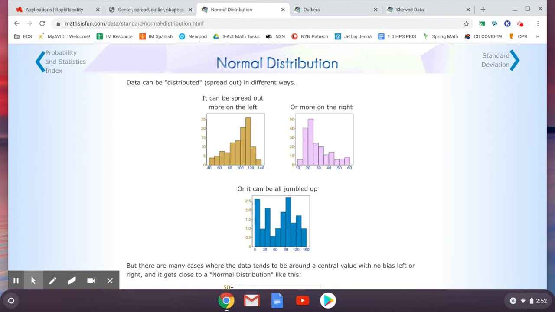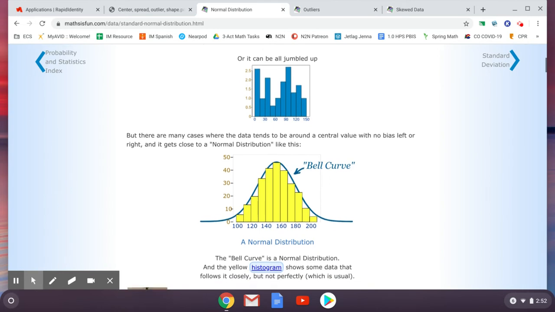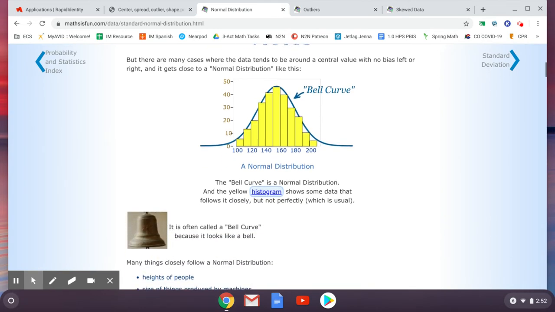How is our data normally distributed? So it can be spread out more on the left in this yellow bar graph. It could be spread out more to the right in this bar graph, or it could be all jumbled up, right? But when we're talking about normal distribution, that's when we have what's known as the bell curve, okay? The normal distribution. So when we're looking at this histogram, we can see that the data is distributed on both sides pretty evenly. And we call this a bell curve because it kind of looks like a bell.